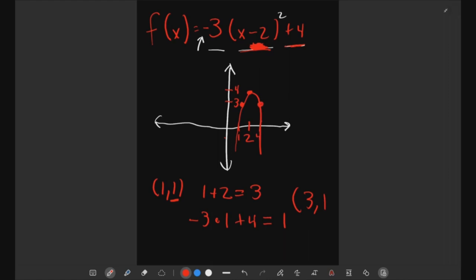Hope this video helped. This is just the basics on transformations. I could do another video with more examples, but this one was just trying to focus on what they are and how to identify them.